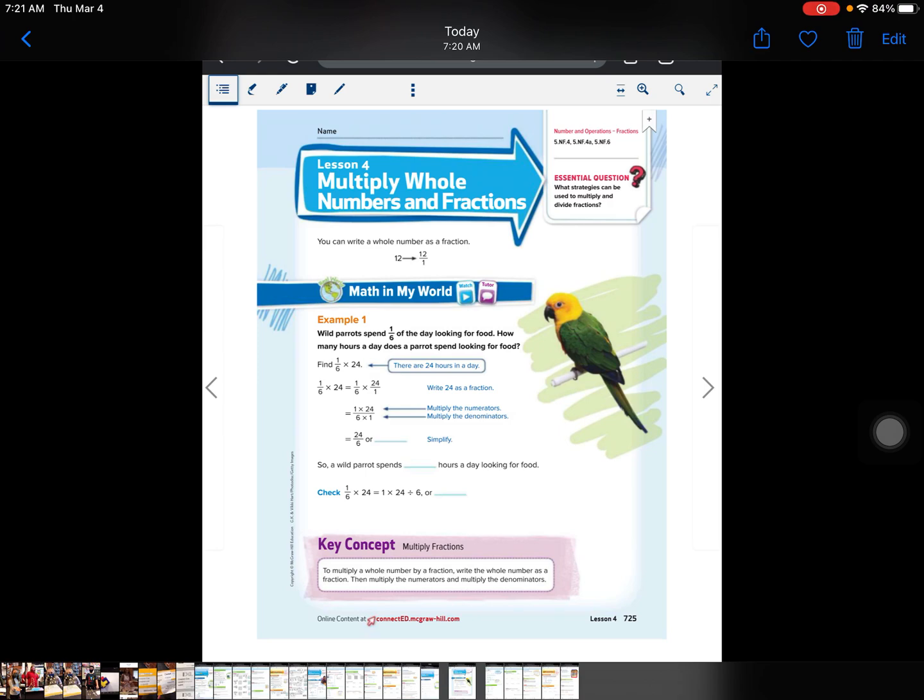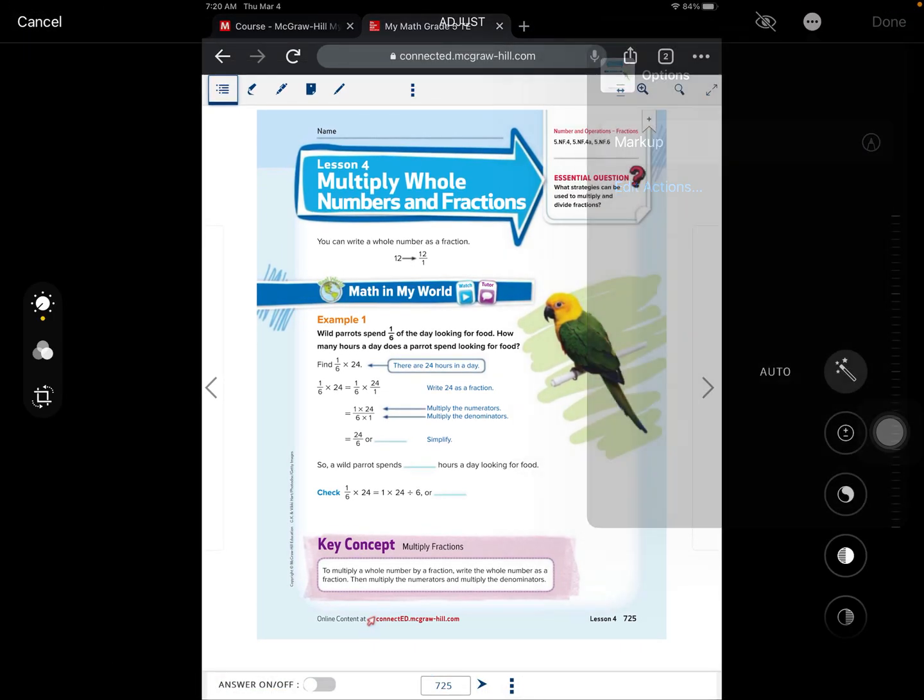Cox. We're on Chapter 10, Lesson 4, page 725 in your math book. We are multiplying whole numbers and fractions today. So let's begin.